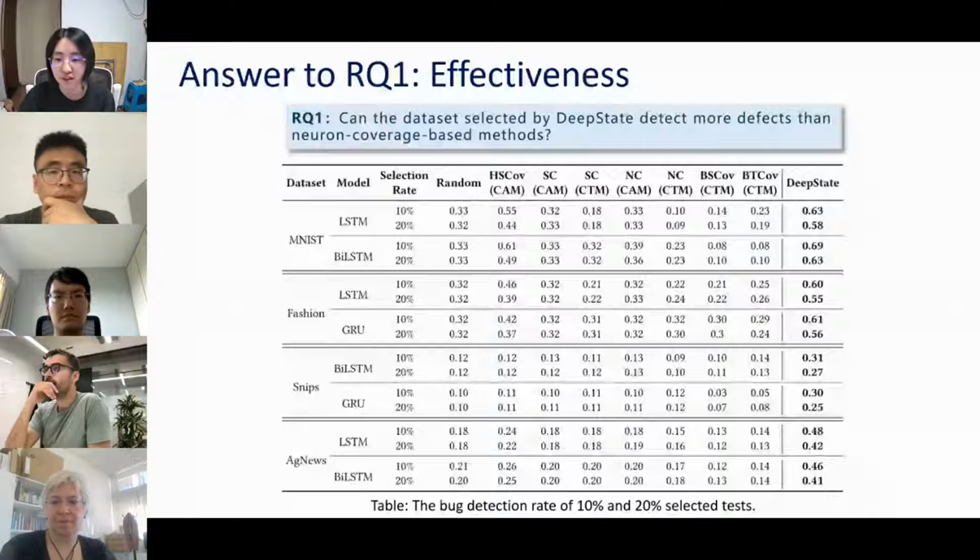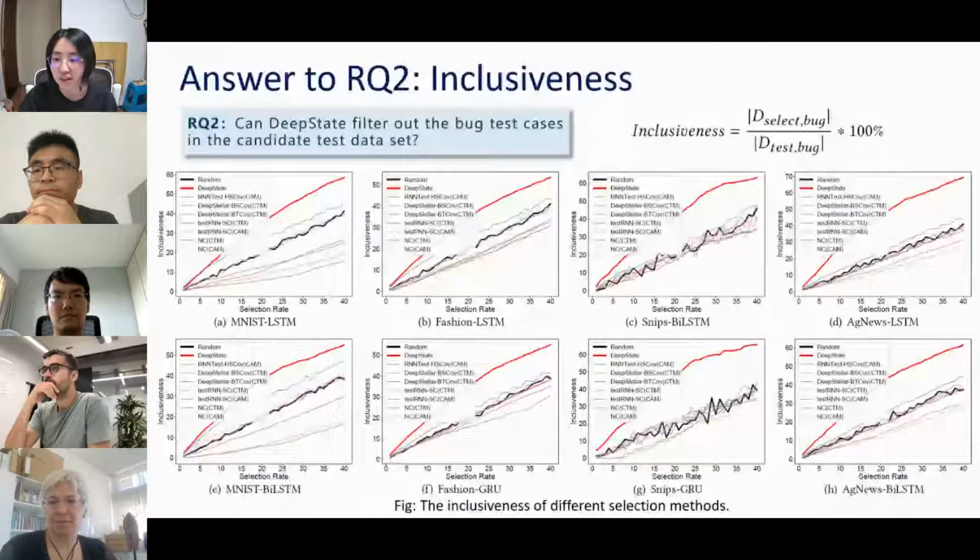In this page, the x-axis of each line chart represents the selection ratio from the candidate dataset, and the y-axis represents the inclusiveness of the selected dataset. With the selection ratio increasing, the inclusiveness of the dataset selected by all methods is improved. Among them, Deep State outperforms other selection methods, which indicates that Deep State can select more bug test cases under the same selection proportion.